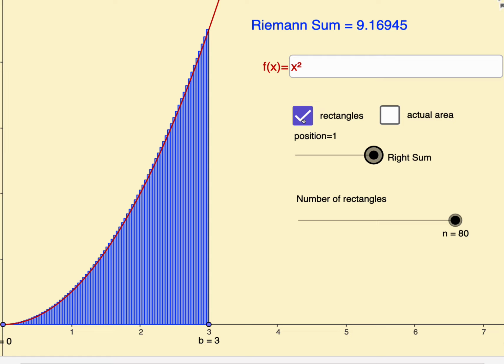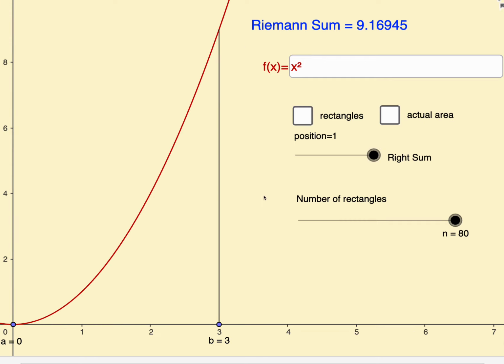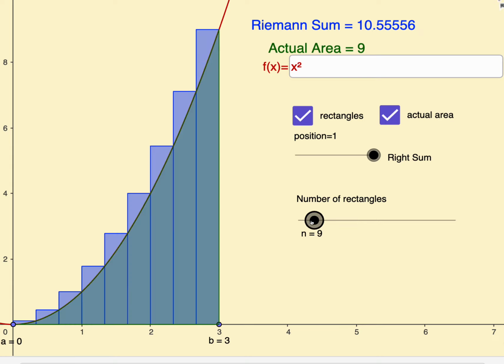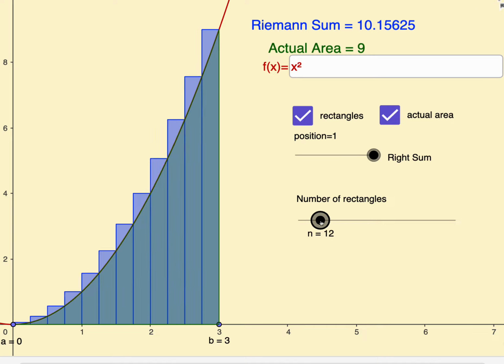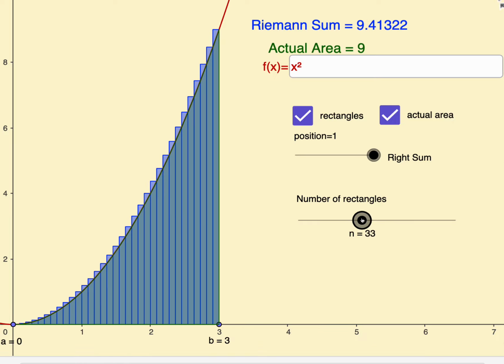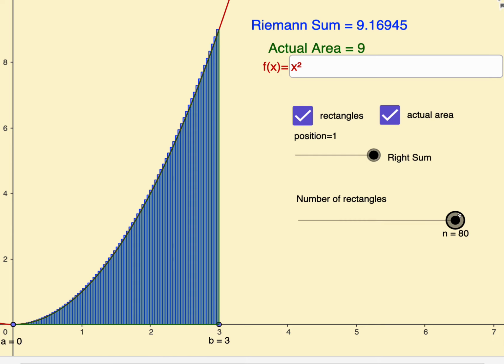The thing I like about this tool is if I get rid of these rectangles, I can actually find what the true area is here. So if I click actual area, this green area, the actual area should be 9. And so that right Riemann sum, when I take it way back here to just a few rectangles, I can see my Riemann sum is 11.375. It's way above 9. But as I increase n, watch that blue number up at the top, it's getting closer and closer to that actual area of 9.